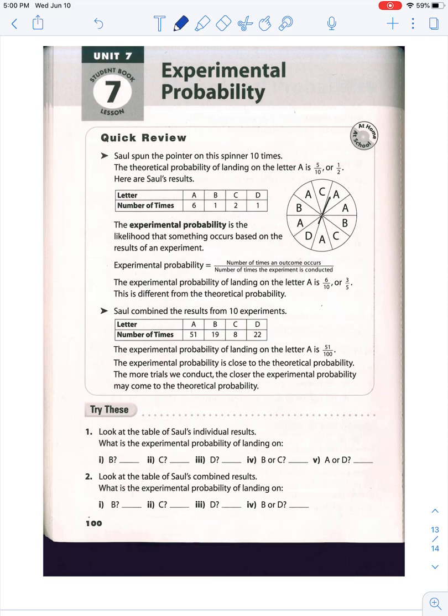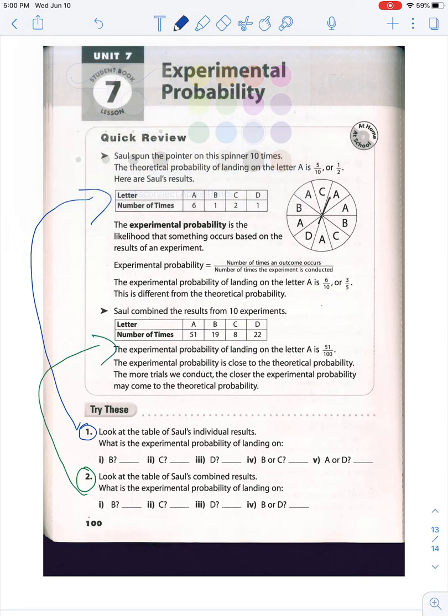Okay, review of the workbook is, I guess, actually second because we have already watched our morning math review. Okay, here we go. So first of all, we have to look at the table of the individual results. So that is this one, right? And then the second question is related to the combined results.